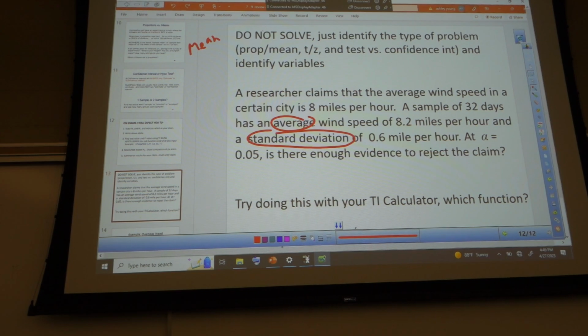Is it a hypothesis test or a confidence interval? Hypothesis test. How do you know? Enough evidence to reject the claim. Yeah, there's evidence and there's a claim. Everybody good with that? And there's a question as well. And also there's no confidence interval or estimate anywhere. How many samples? One. One sample.